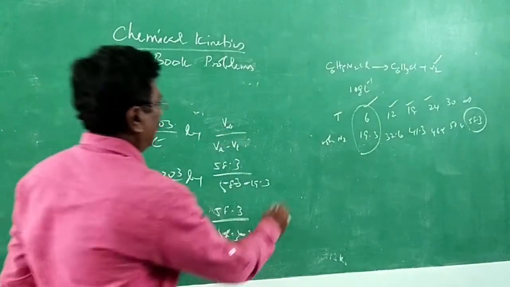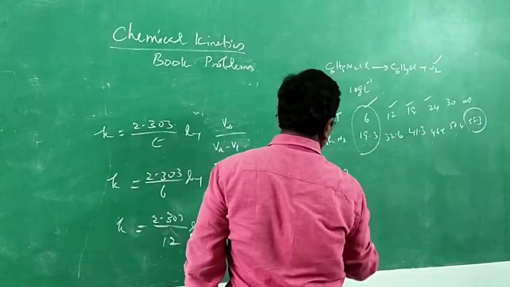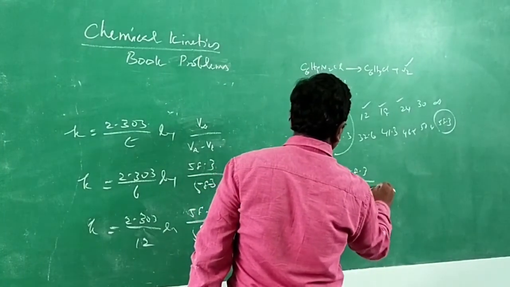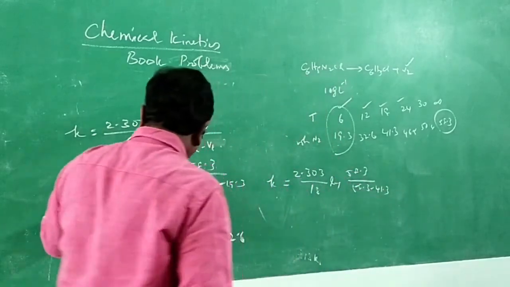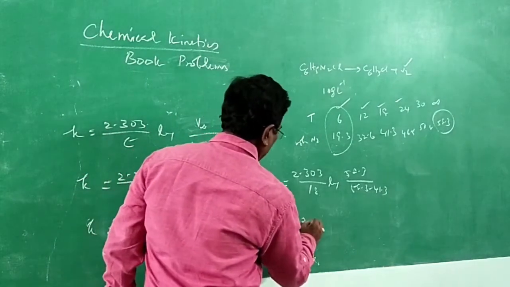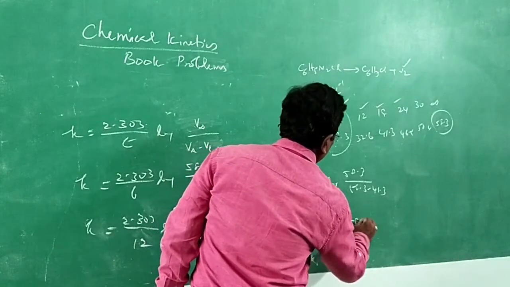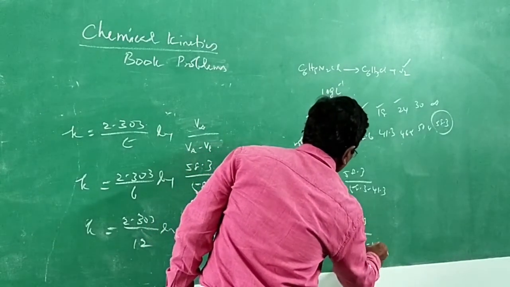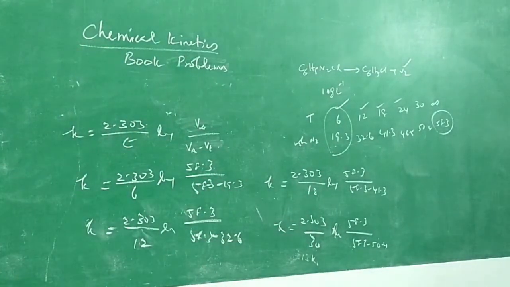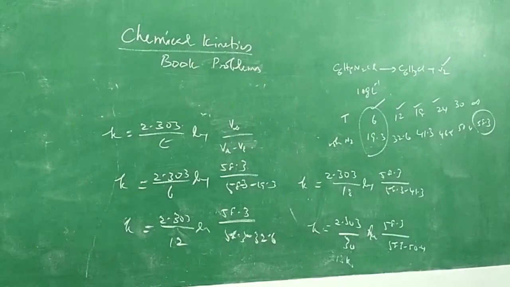Likewise, for 18, k is equal to 2.303 by t, where t is now 18, log 58.3 divided by 58.3 minus 41.3. So you will be getting different k values. At the last, k is equal to 2.303 by 30 log 58.3 divided by 58.3 minus 50.4. Likewise, you'll be getting 4 k values that will give the rate constant. Of course, it is a tedious sum. It takes longer time, and you can solve. Almost all you will be getting the same value.